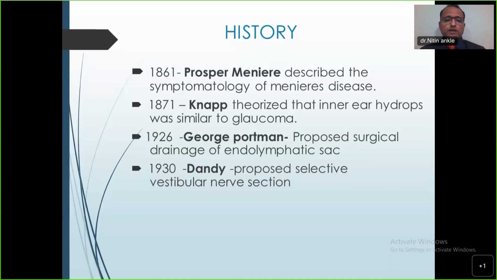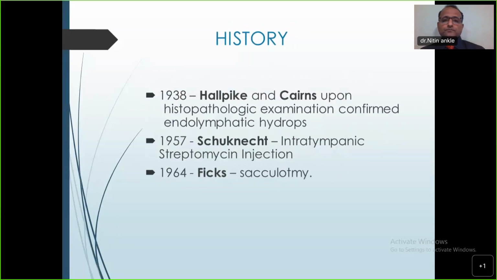Then I have to take the name of George Portmann, who proposed the surgical drainage of the endolymphatic sac in 1926. And this is the chronological order in which I'm giving the tributes. Then in 1930, Dandy proposed the selective vestibular nerve section. In 1938, Hallpike and Cairns, upon histological examination, confirmed the endolymphatic hydrops, nothing but the enlargement of the endolymphatic sac as such.